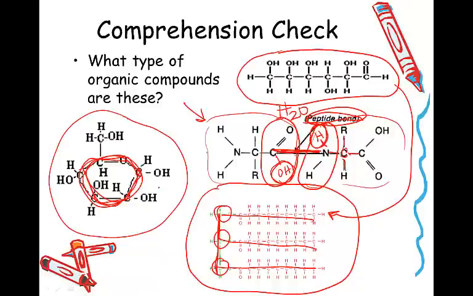Practice looking at these before the test. Look for those patterns. Look for the ring in the carbohydrate, the E-shaped structure in the lipid, and then look for the peptide bond in between the amino acids. We want to talk a little bit more about proteins before we move on to the final organic compound group. And we want to talk about the role of proteins as enzymes.